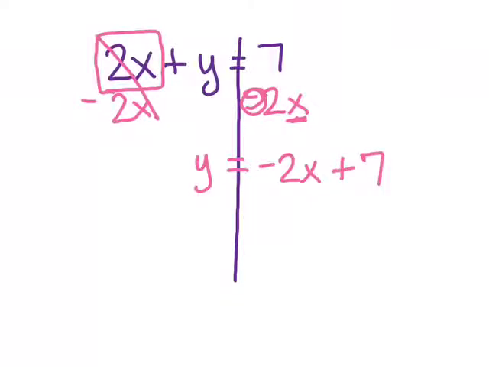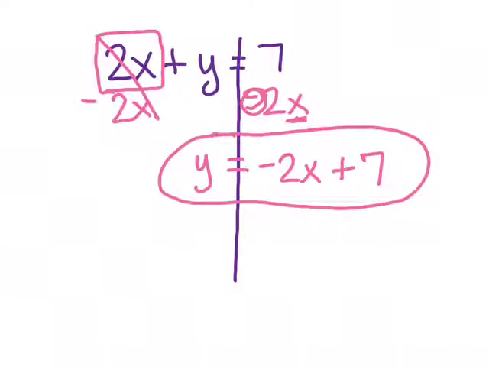And then my second step was just to get rid of the number that's in front of the y. There's nothing there in this instance, so here's my answer. I have solved it for y. I've basically just rearranged the equation so that it says y equals negative 2x plus 7. Okay, let's look at another one here.